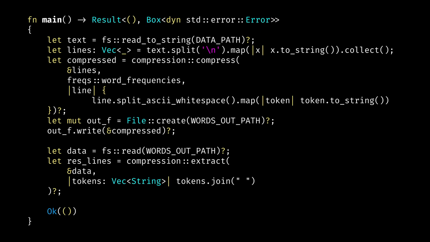You can check the repository that I will link for the actual implementation, because it uses clap to provide some command line arguments and niceties like tracking time, for example, for each step. But on a very high level, we read our file to a string, we split it into lines, we then call our compress function, we then create a file for our compressed representation where we write compressed data. And to decompress, we read the compressed data file, and we just call our extract function, passing the closure for joining our tokens into it.